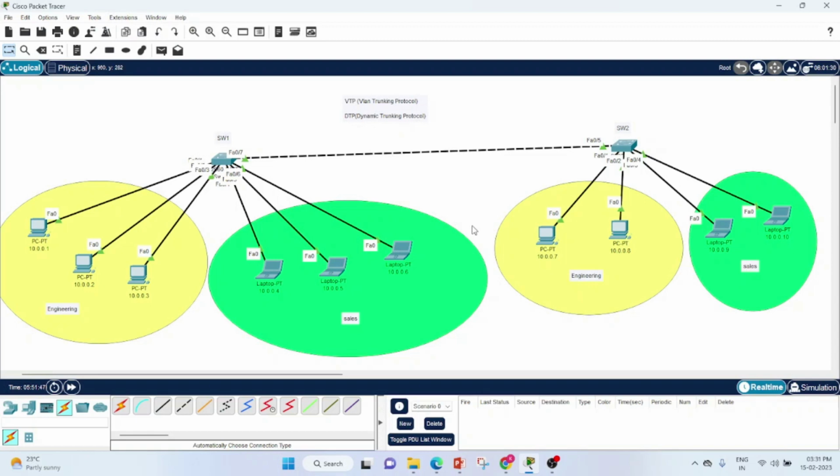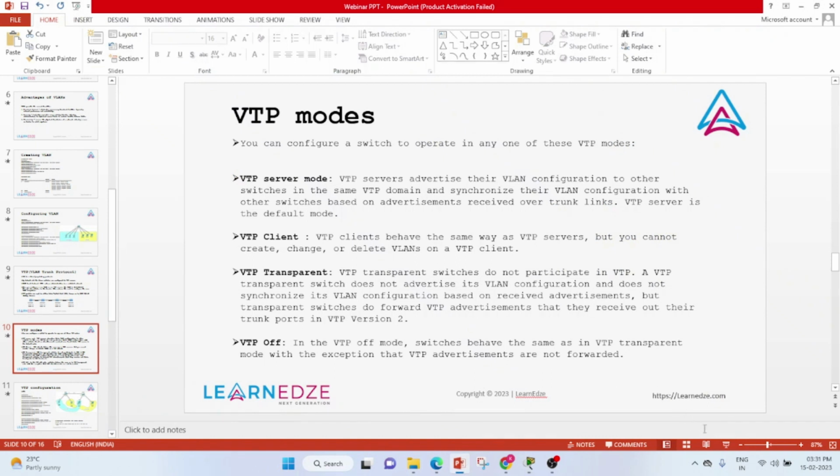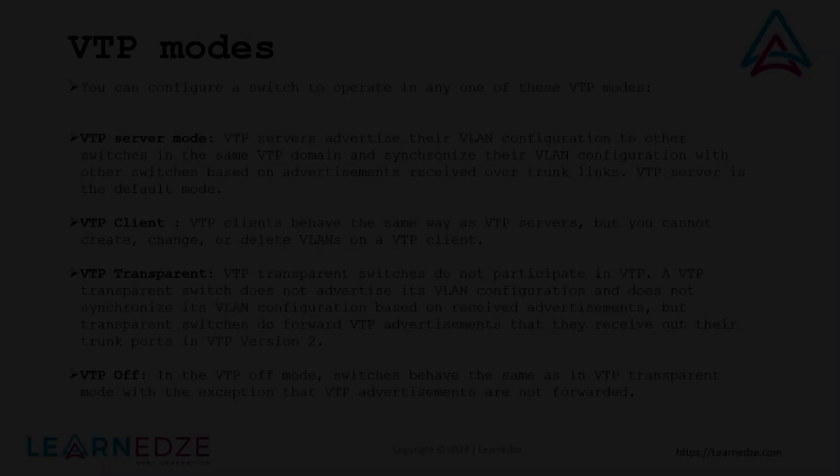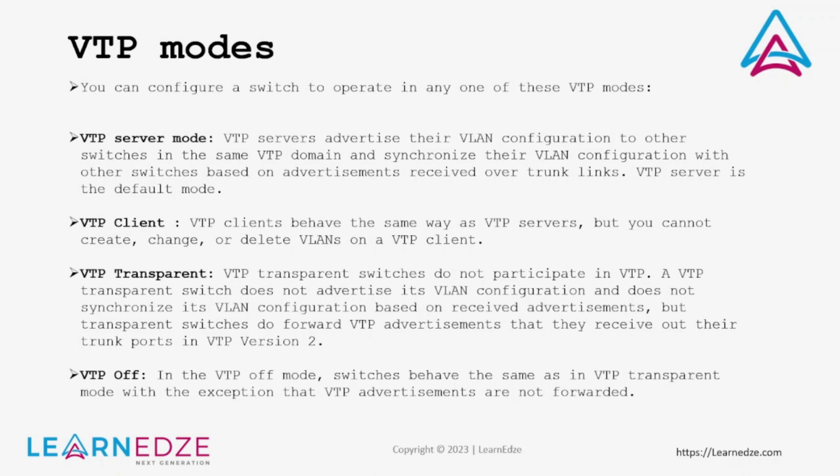And the client will act as a client. Those switches which do not necessarily need to participate in this VTP process will just pass along whatever VLAN databases they get to their neighbor switches. In that scenario, we are going to configure that switch in VTP transparent mode. So these are basically the VTP modes. Besides this, there is also a VTP off mode. We can turn off the VTP.